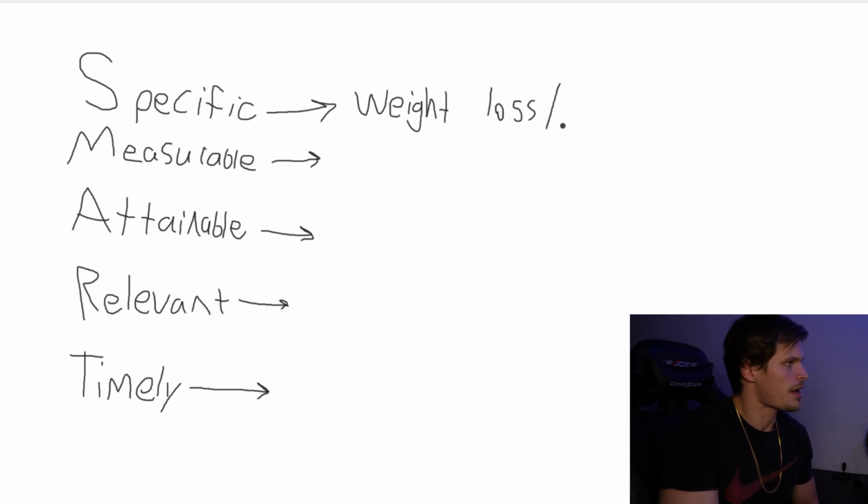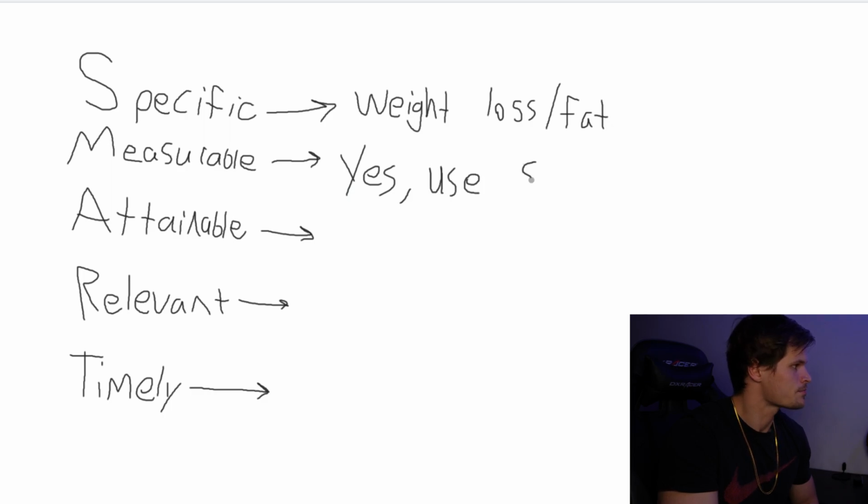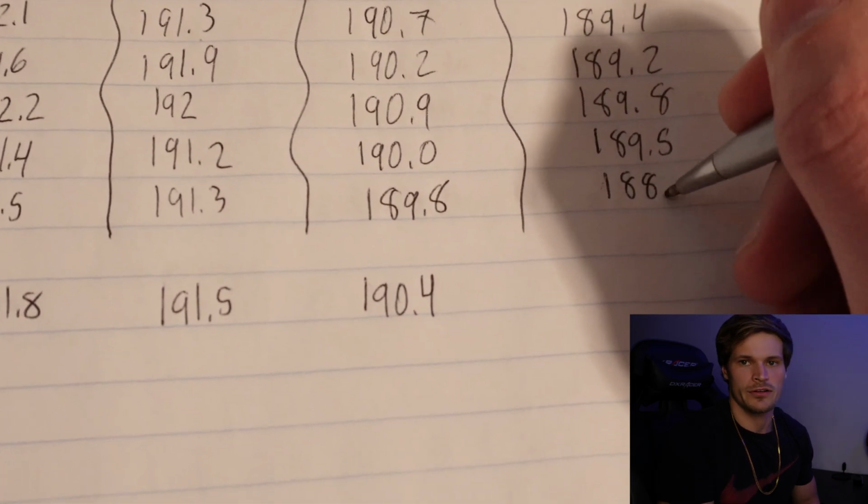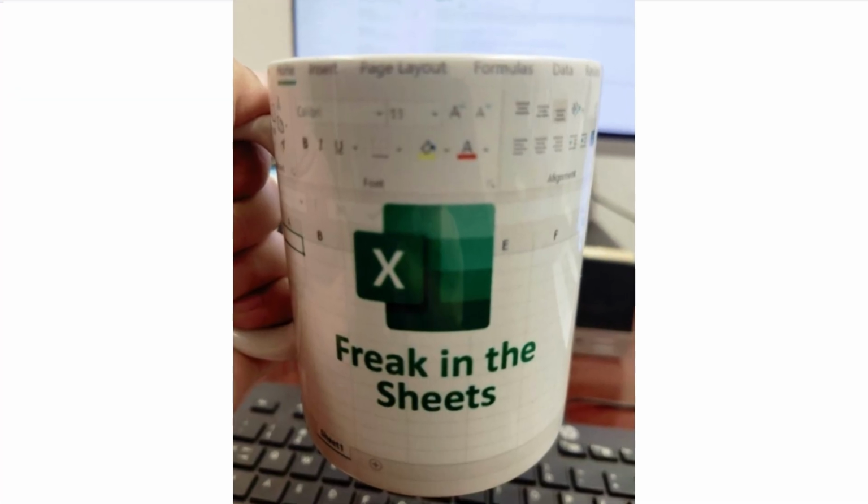More specifically, you might want to say we want to lose fat. Measurable. Is it measurable? Yes. We can weigh ourselves every morning, so we can use a scale and tracker. That can literally just be writing it on a piece of paper, writing it down in your phone, or a spreadsheet if you're a big nerd like me.